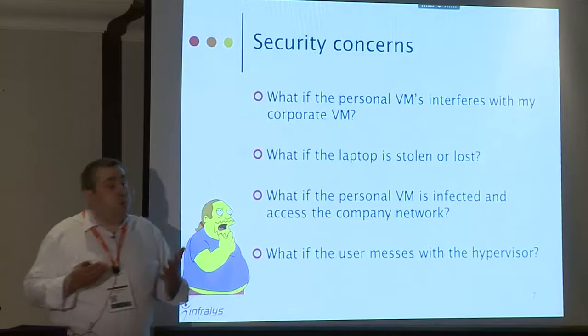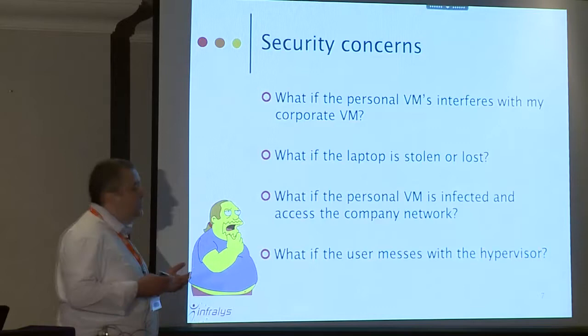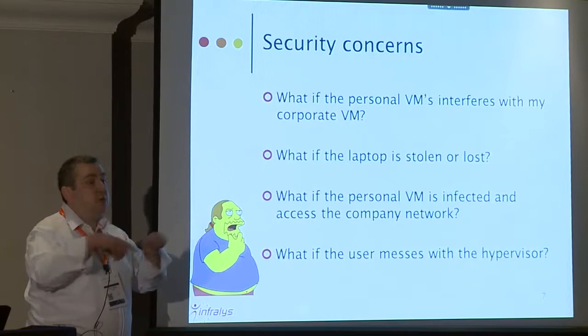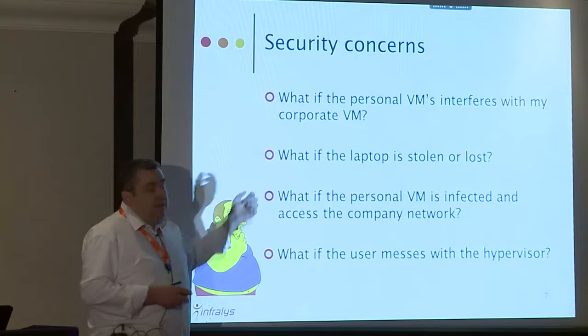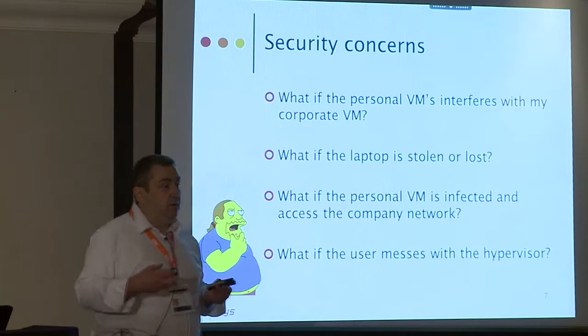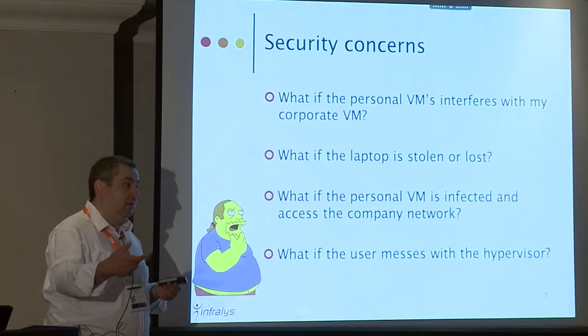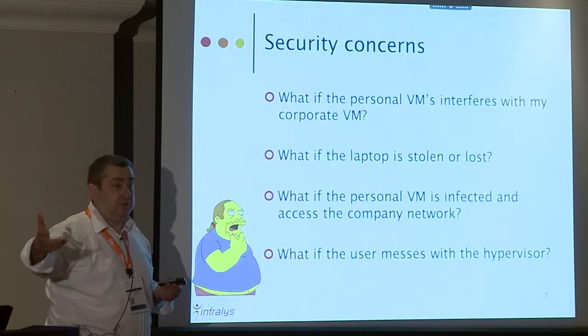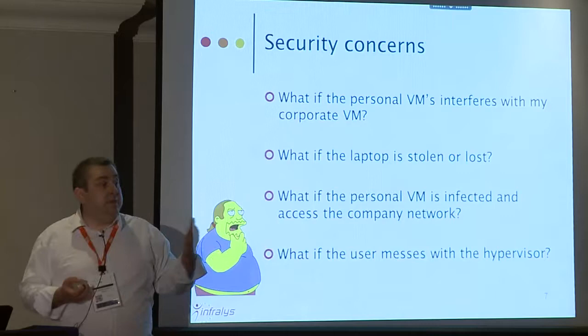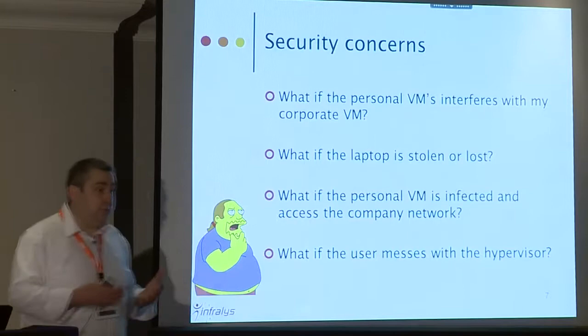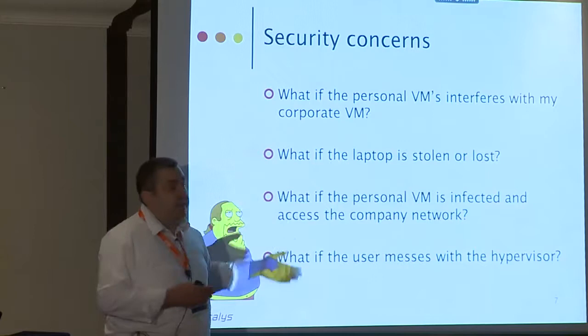The first one is, what if the personal VM interferes with the corporate VM? We have two VMs on the hypervisor. Can they communicate with each other? Second one, what if the laptop is stolen or lost? Can I take the hard drive, for example, or download the VHD file in order to open it in another XenClient or in VirtualBox, for example? Is it possible? That's another question. What happens if the personal VM, because perhaps it is less secure or less locked down than the corporate one, is infected and then accesses the company network? Is it possible to control that or not?